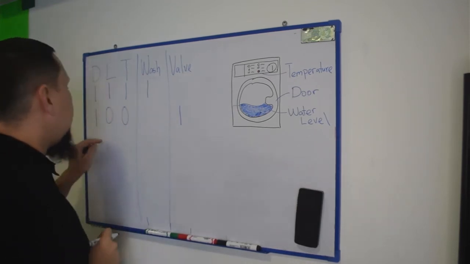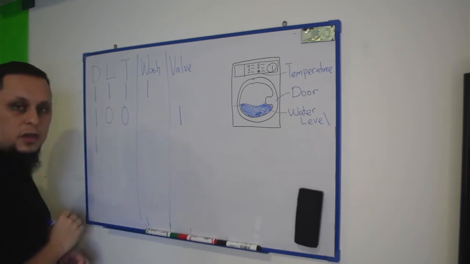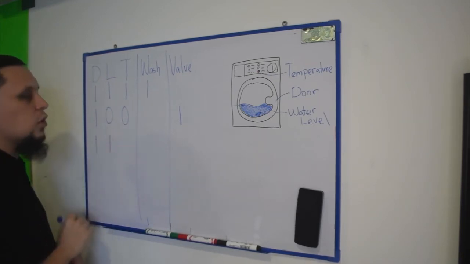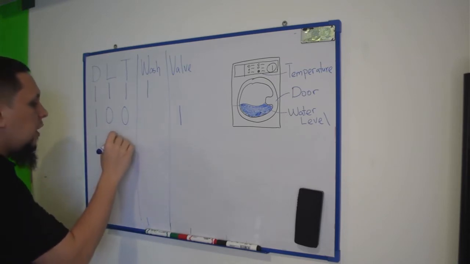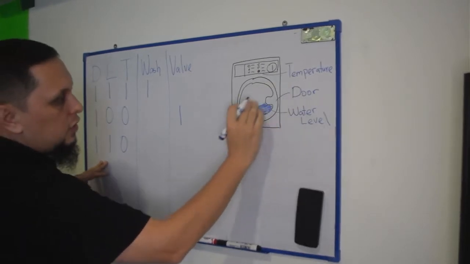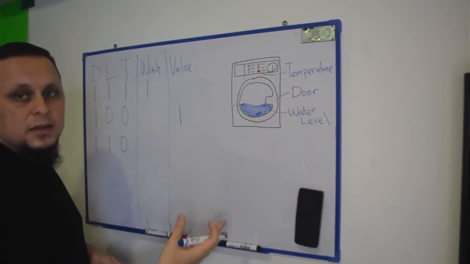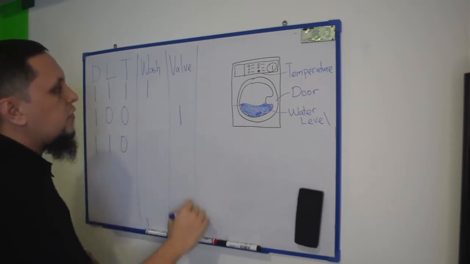Next, let's say the door is locked, we have enough water, but we don't have the temperature. Meaning that the door is locked, the washing machine is full, but the temperature has not yet heated up. So we have the third output.